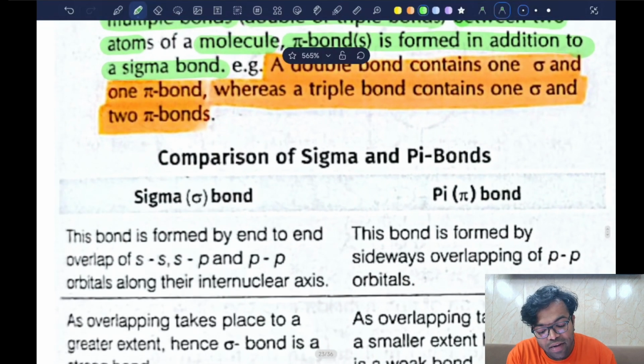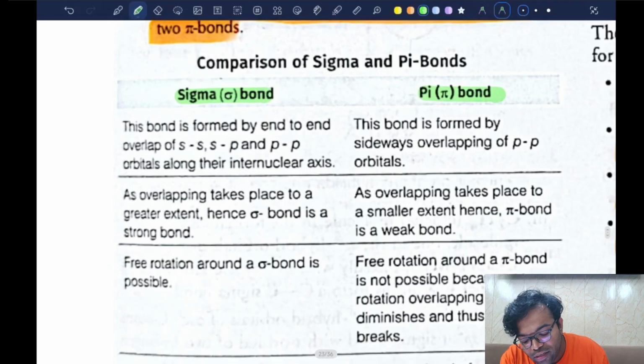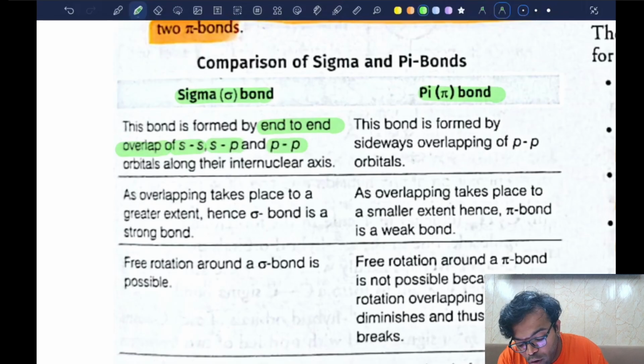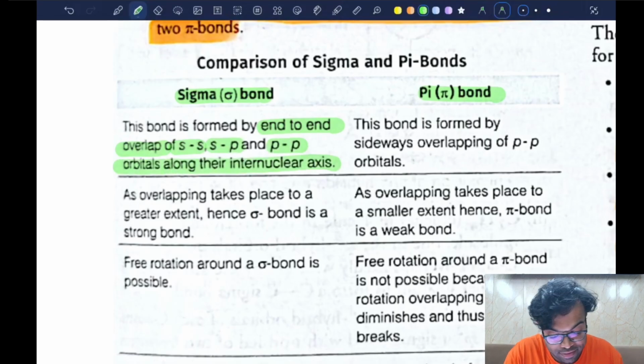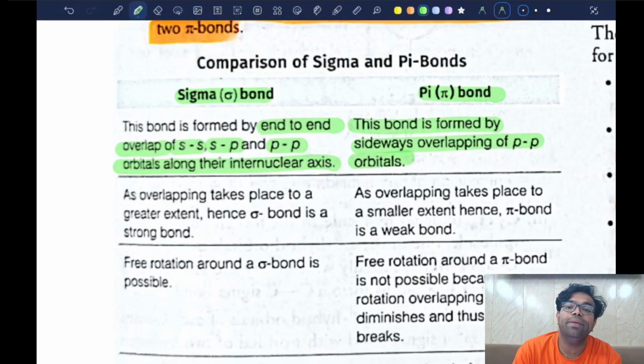Okay. Now, comparison of the sigma and the pi bond. The sigma bond is formed by the end-to-end overlap. You can also call it the head-on overlap. That's what my teacher used to call it. It is the head-on overlap of the s-s, s-p, and p-p orbitals along the internuclear axis. The pi bond is formed by the sideways overlap of the p orbitals. So a sigma bond can be formed between two s orbitals, two p orbitals, and an s and a p orbital, whereas a pi bond can only be formed between two p orbitals. That is one of the important points.